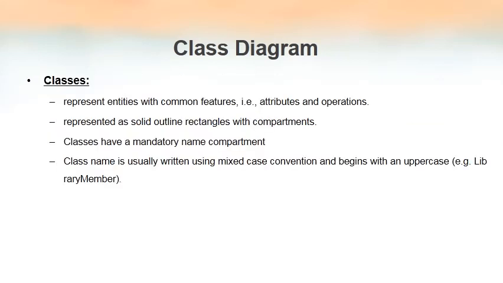So what are classes? We have discussed this when we came across the object-oriented programming concepts. We know that a class is a collection of objects having similar properties. The same definition we are using here. A class represents entities with common features. Features means attributes and operations.